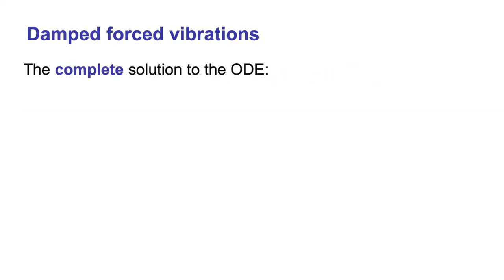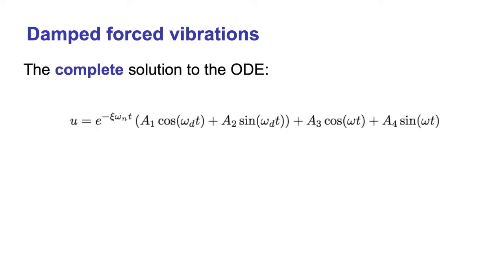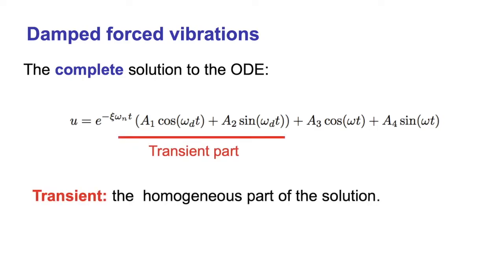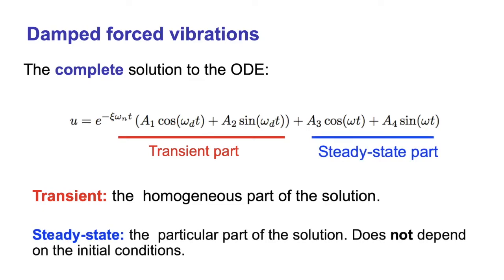Assembling the complete solution by adding the complementary and particular parts yields this expression. As before, we can distinguish a transient part that emerges from the complementary solution to the homogeneous equation, has a frequency of omega sub d, and depends on the initial conditions. In addition, we identify a steady-state part that corresponds to the particular solution to the inhomogeneous equation. It does not depend on the initial conditions and has the same frequency of the force in action.